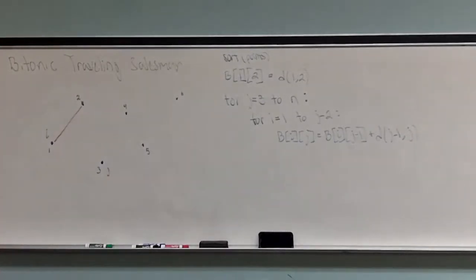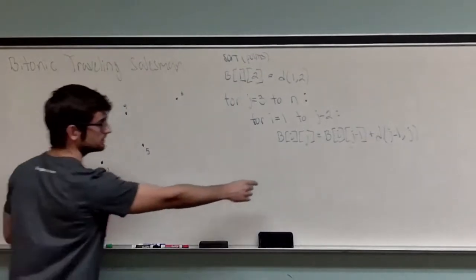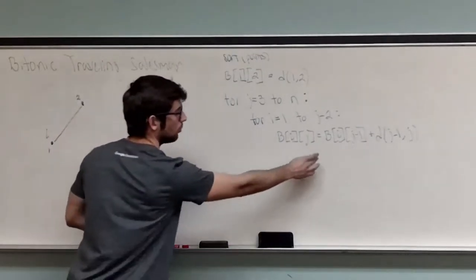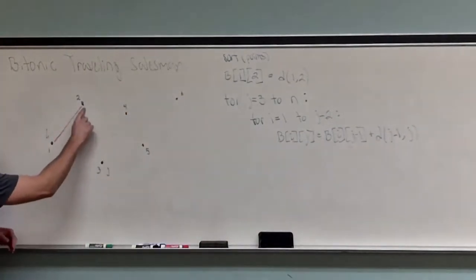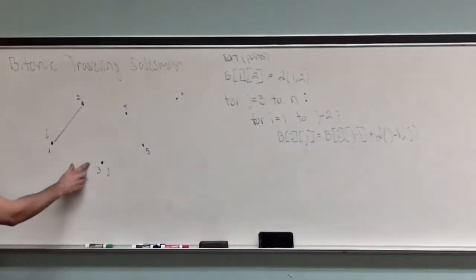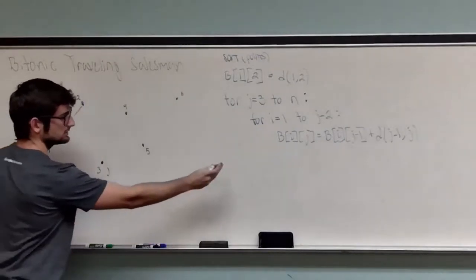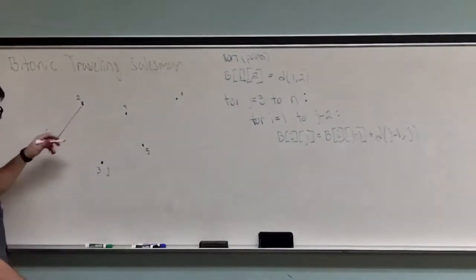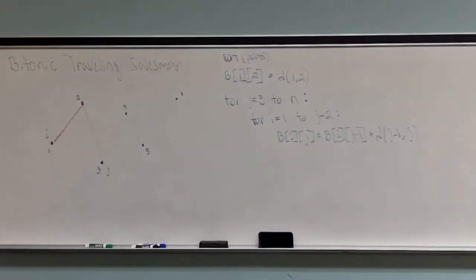So what would that do? It would run this. B of 1, 3 is equal to B of 1, 2, which remember, we did up here. It's this connection, plus the distance of J minus 1, 2, to 3. So now this state has the value of this.